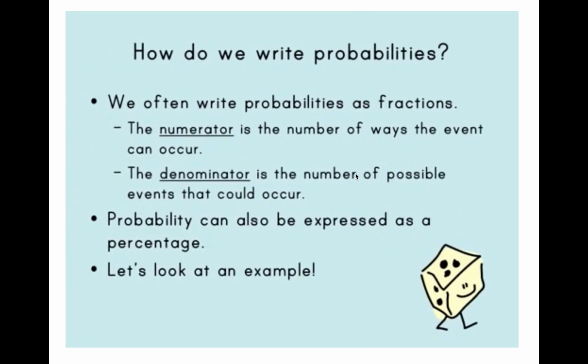We often write probabilities as fractions. When we do this, the numerator shows us the number of ways an event can occur, while the denominator tells us the number of possible events that could occur. Probability can also be expressed as a percentage, as you saw in the example with the weather report. Let's look at a few more examples and do some practice.